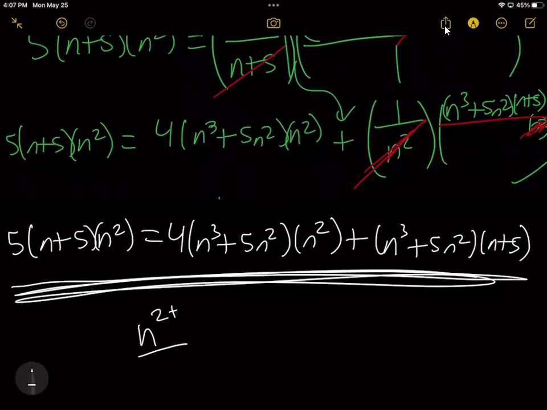But that's how we would get down to this piece here. I'm not going to solve it any further. I'll leave that up to you. But getting to this part is the important part. And use those steps, okay?